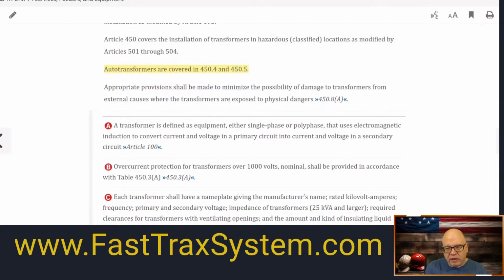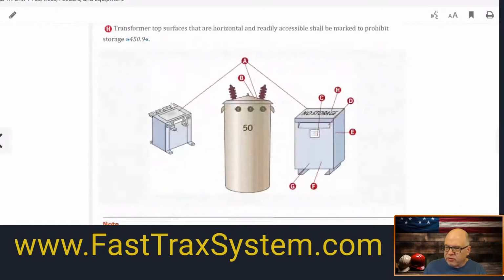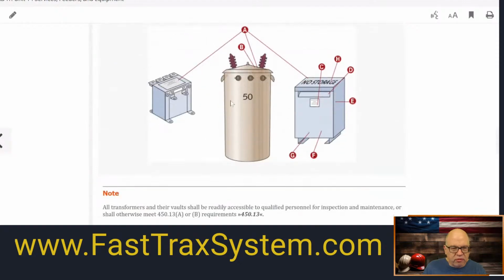An auto transformer, even though it has transformer in the name, is not a separately derived system because there is intimate contact between the primary and the secondary based on where the tap is located. So that is not really a separately derived system. Okay, so we're going to try to stick with just transformers today. This just happened to be an example of, so this is an oil transformer. This is a dry type transformer you're probably more familiar with.